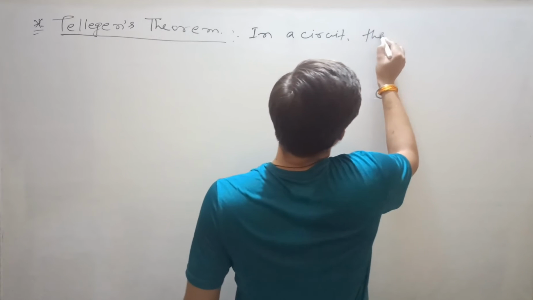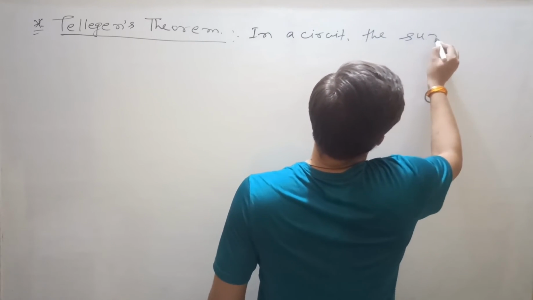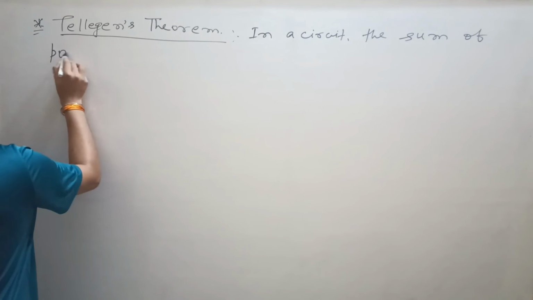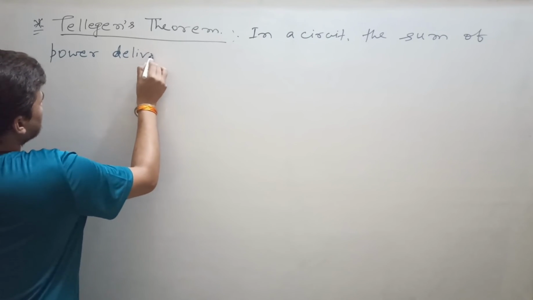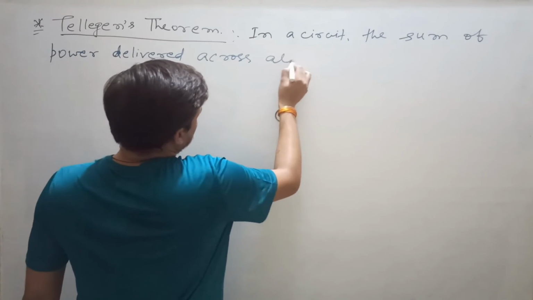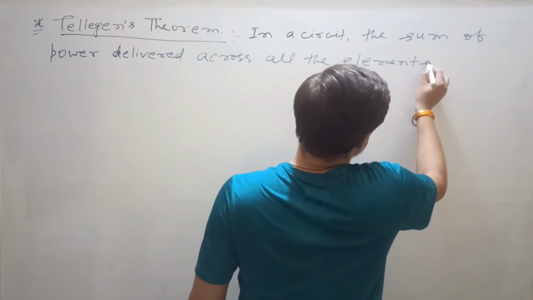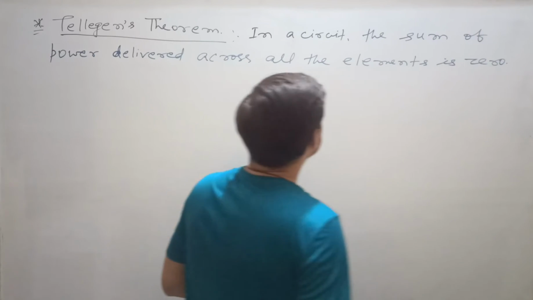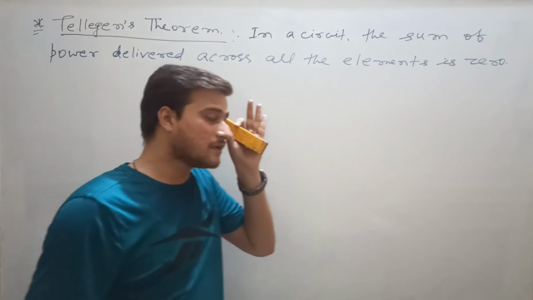the sum of power delivered across all the elements is 0. They are saying in a circuit the sum of power delivered across all the elements is 0.